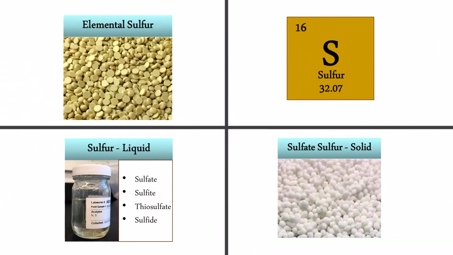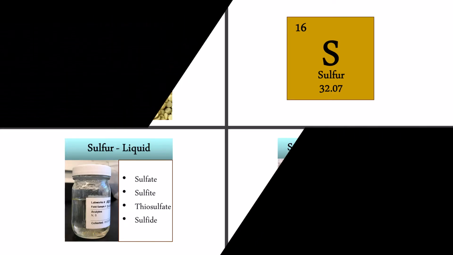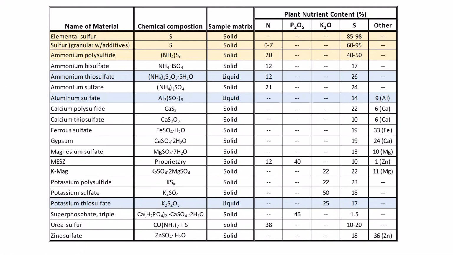The scope of this method applies to all fertilizers, including elemental sulfur and sulfate-sulfur for both solid and liquid fertilizer products. This table is showing common sulfur-containing fertilizers.